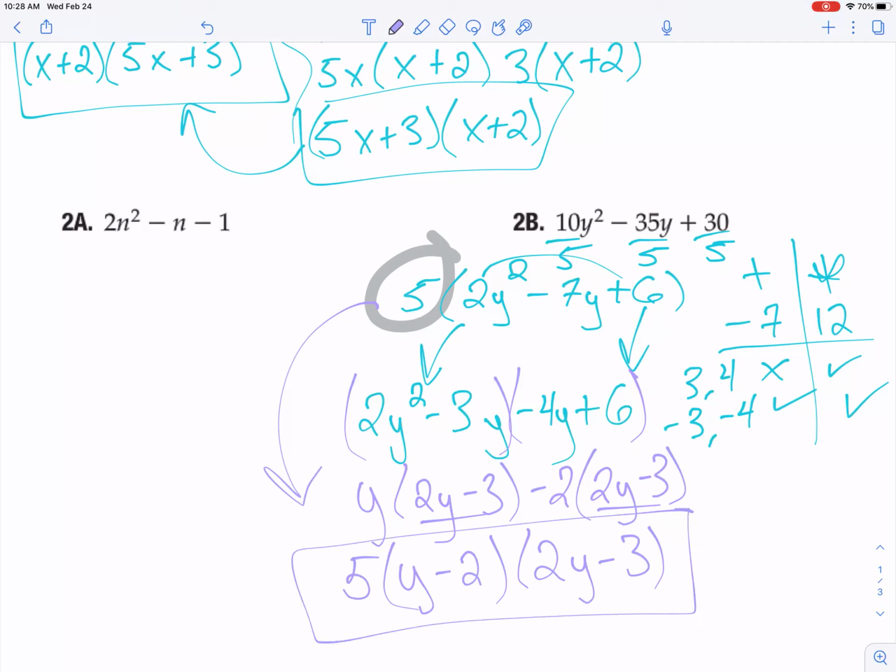Just like so. Now, if you hadn't taken that 5 out from the beginning, and you did yours where you did multiplying to 300 and adding to -35, you would have eventually gotten down to the correct answer. It's just that when you get down to the 2 parentheses after you've done your factor by grouping, you would have to go ahead and take a 5 out of one of those parentheses. So basically, make sure you're always taking out everything that you can take out from beginning to end. Always factor everything out.